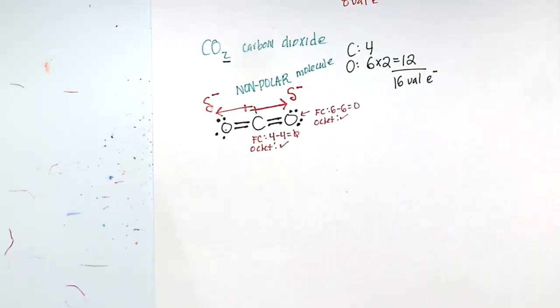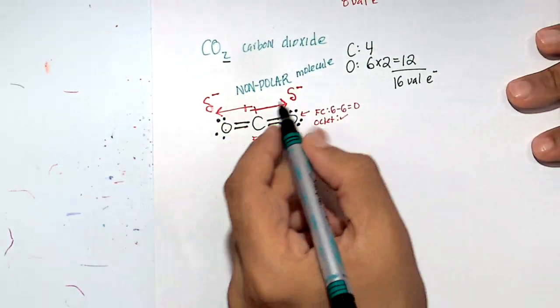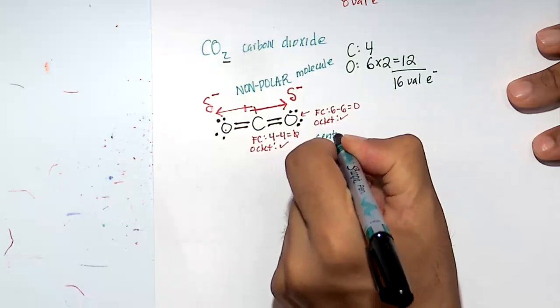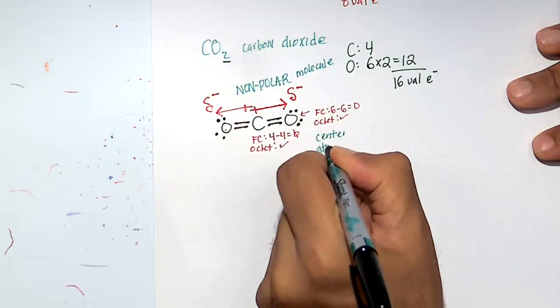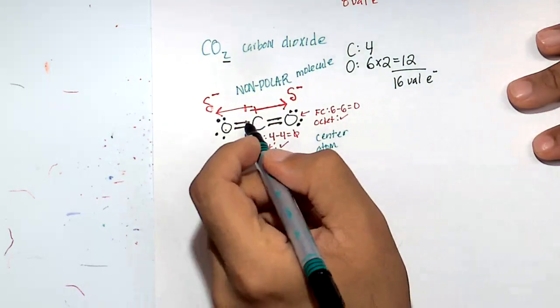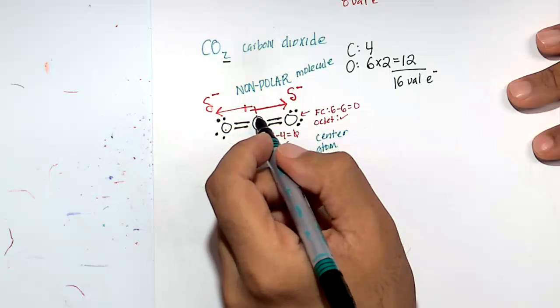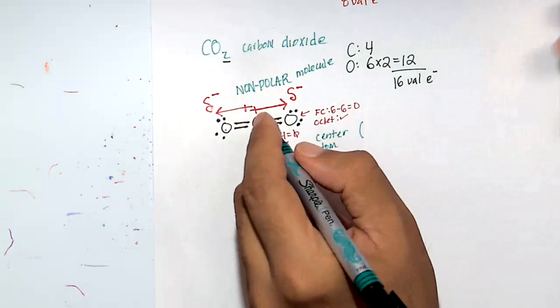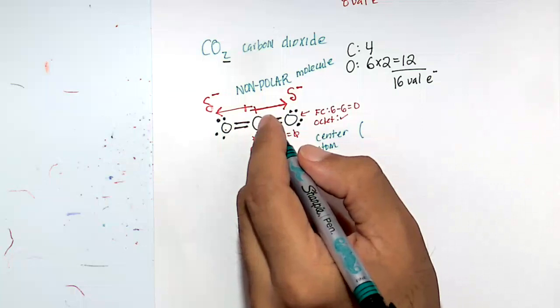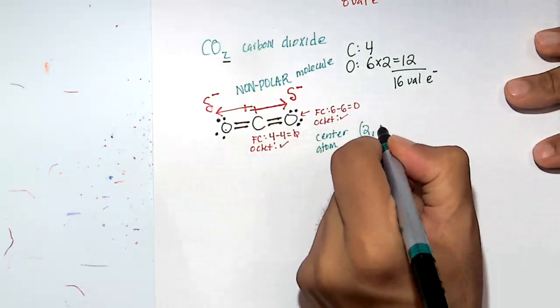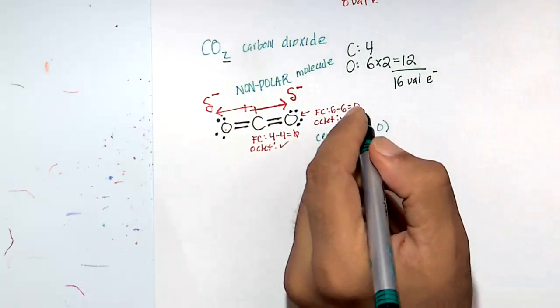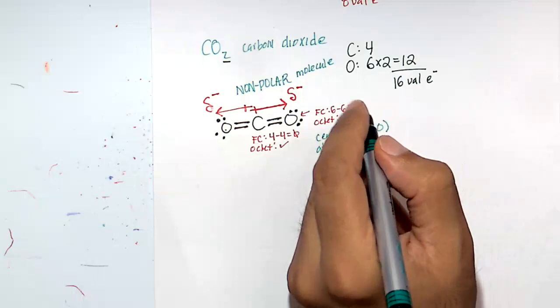Okay, finally I want to tell you about CO2. Look at this center atom, it is a carbon. How many bonds are attached to the carbon? We have 2 bonds. They happen to be a double bond. We have 2 bonds and 0 lone pairs.